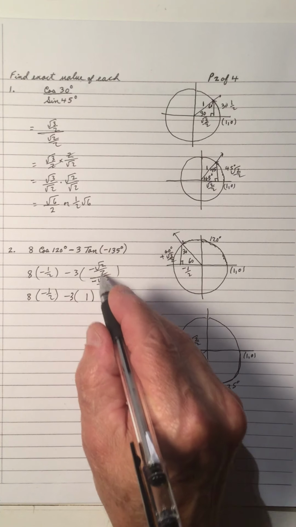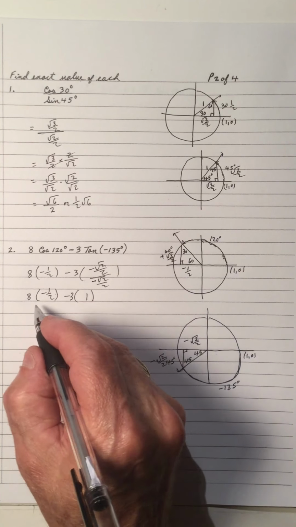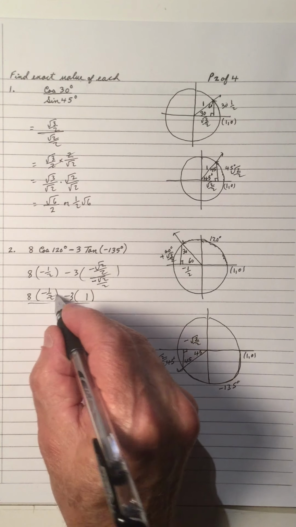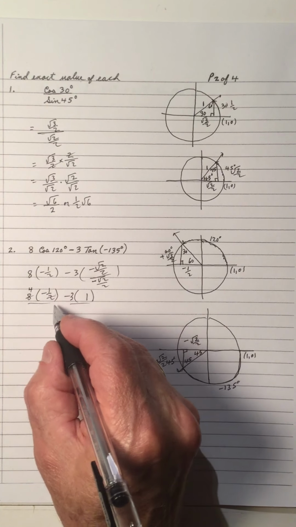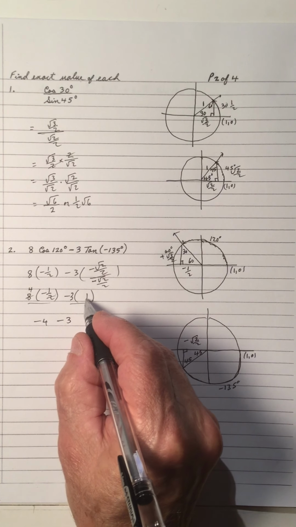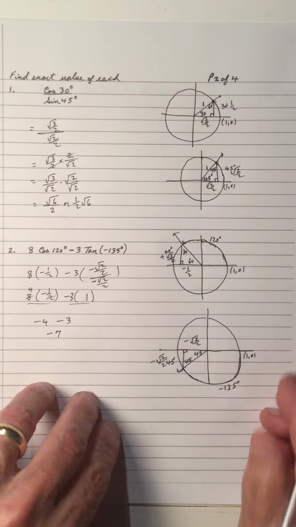So we simplify by PEMDAS. We do the inside of the brackets first. And now we multiply these two. So that's 8 times negative a half, which is negative 4. Minus 3 times 1 is negative 3. So negative 4 minus 3 gives us negative 7.